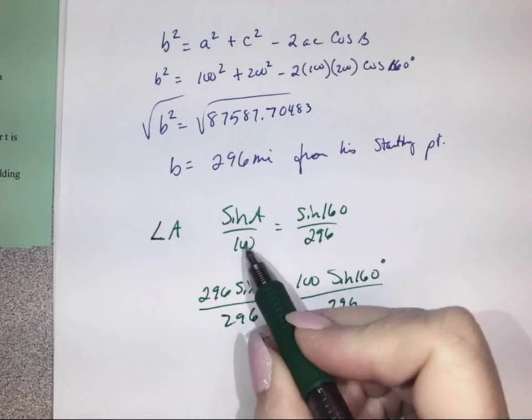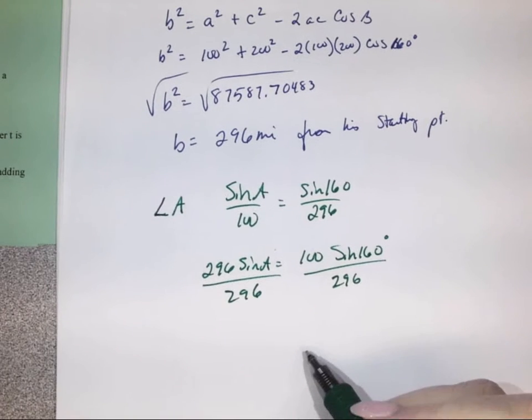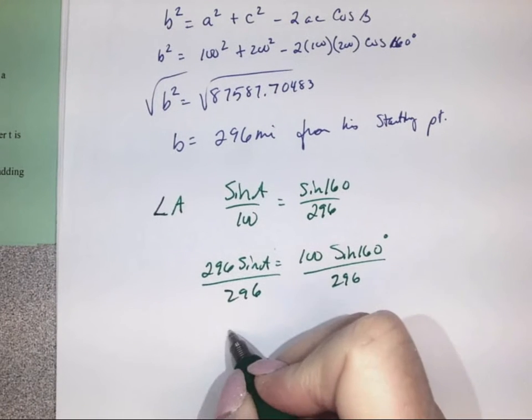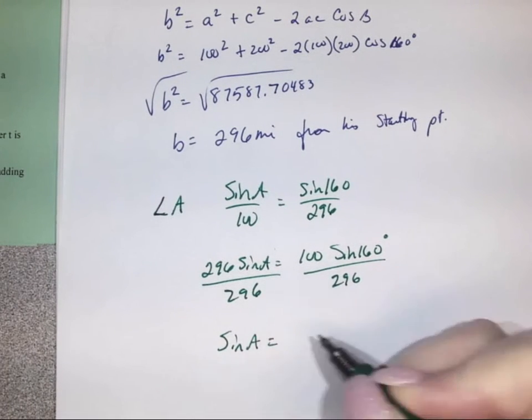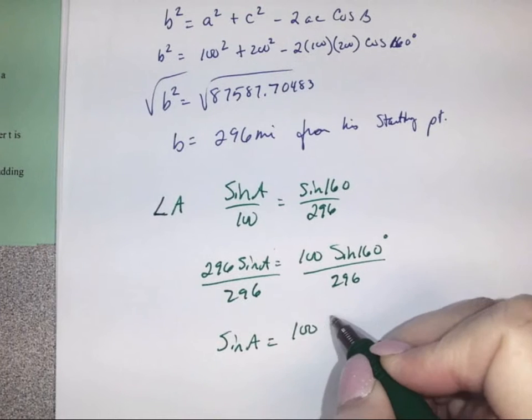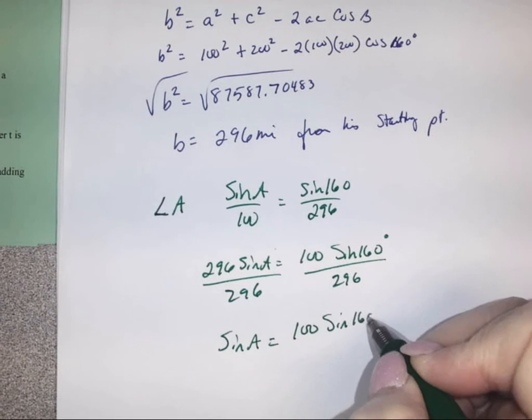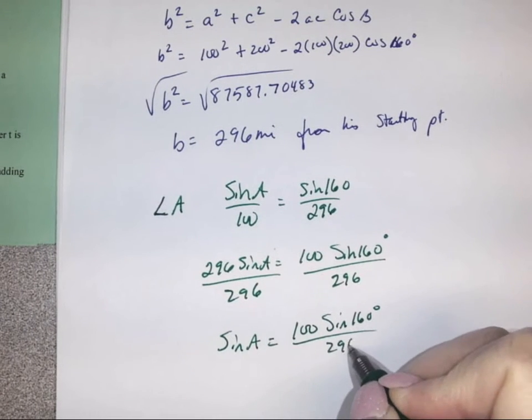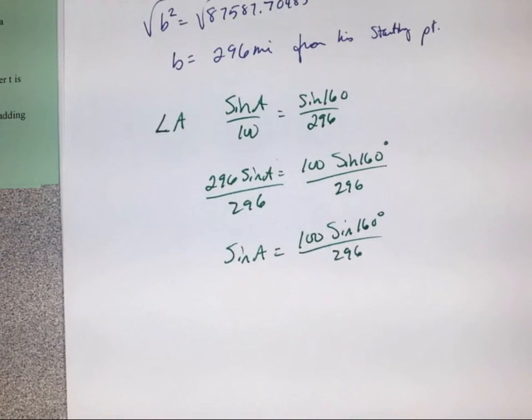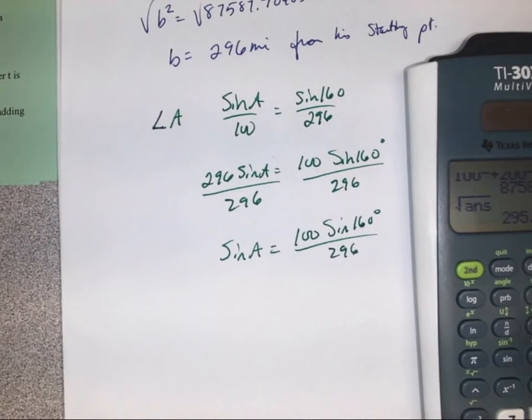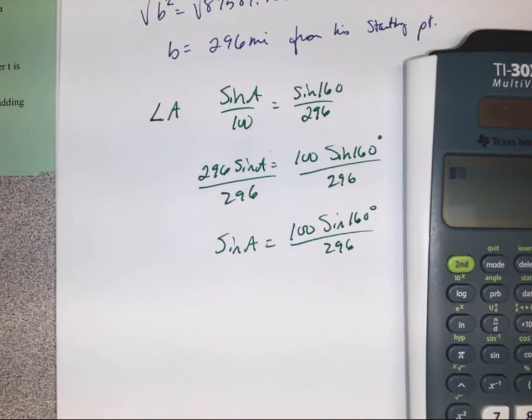And again, you could just multiply that side by 100, but I like to always give my students the same thing you're going to do each time, because they seem to do better with that than trying to figure out what to do next. Alrighty. We're in degree mode, so we'll have 100 times the sine of 160 divided by 296.